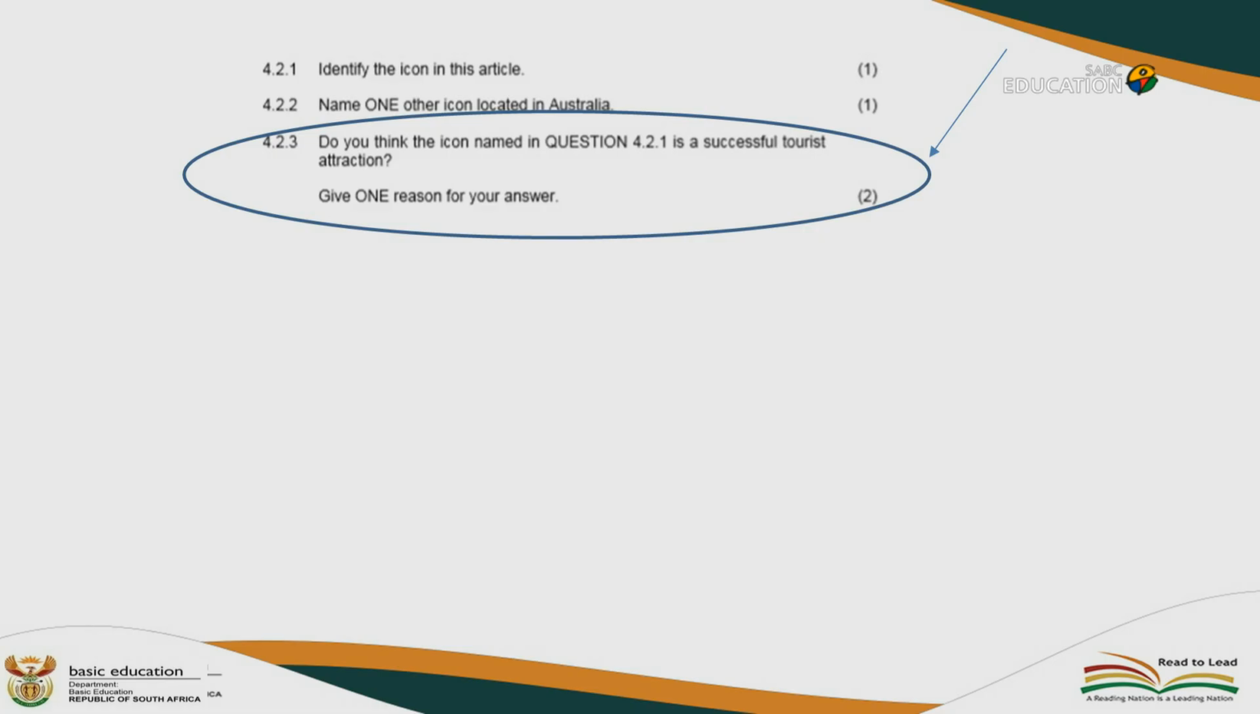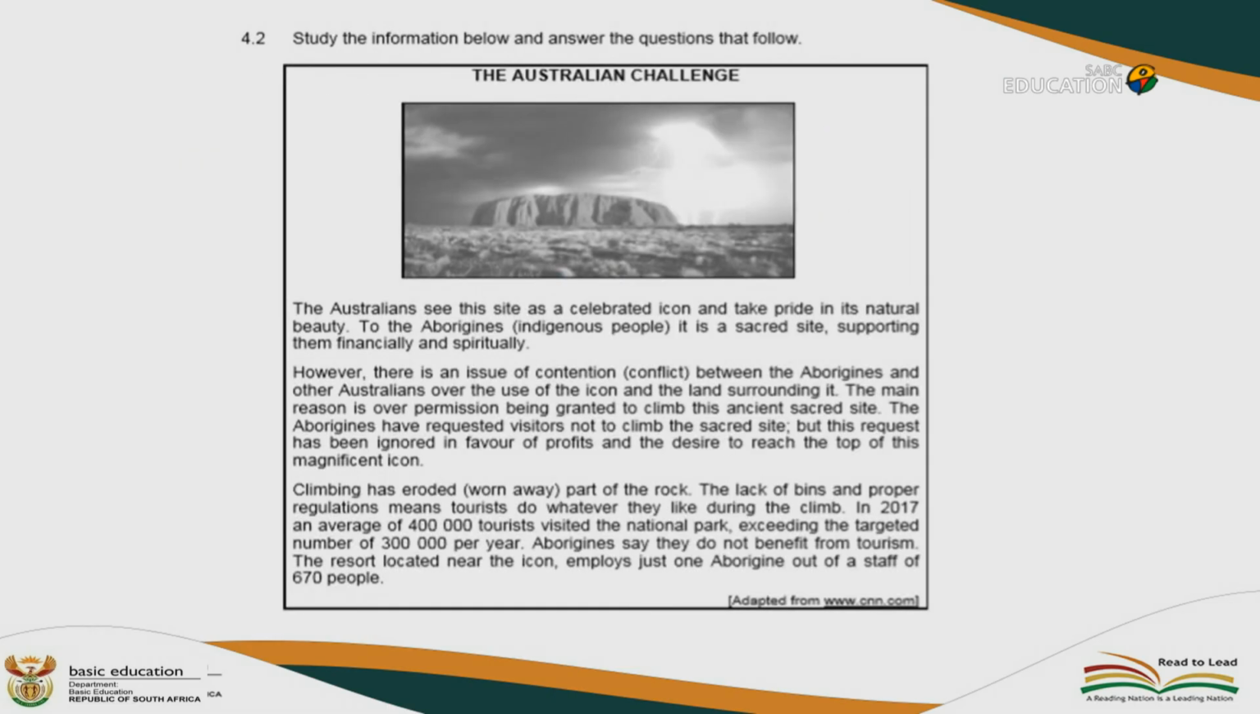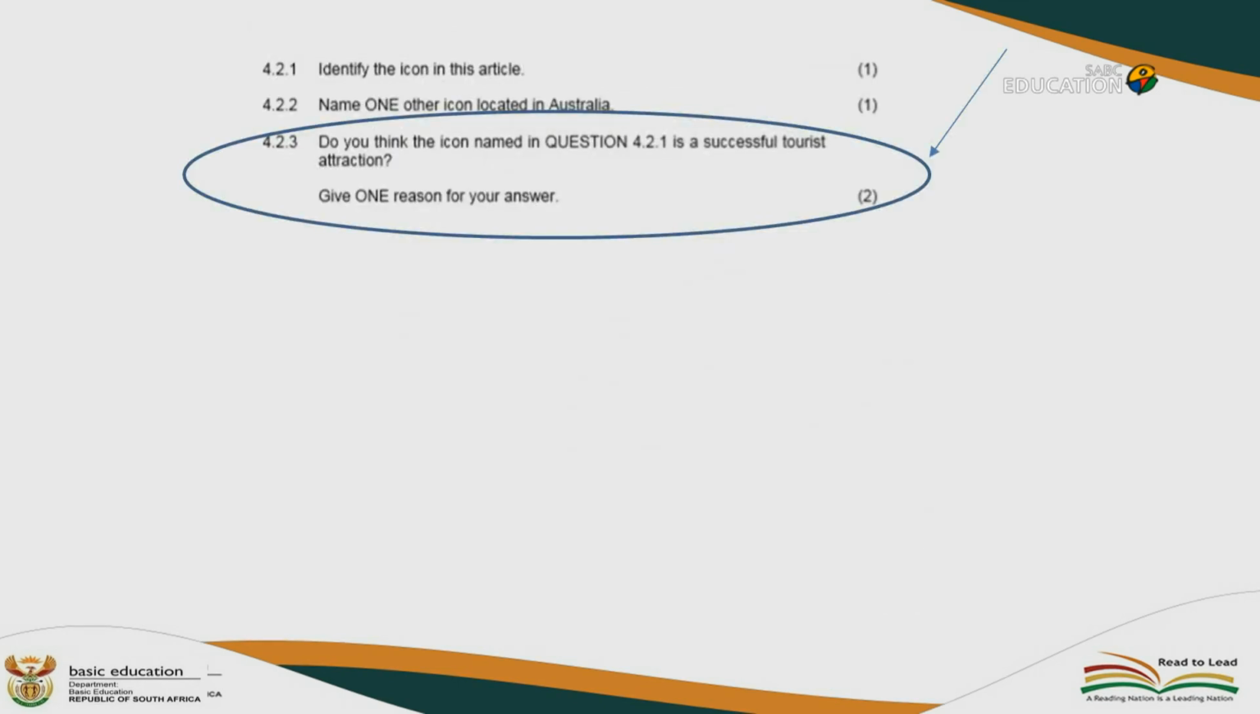Do you think the icon named in 4.2.1 is a successful tourist attraction? So when they say 4.2.1, you already know that you are referring to Ayers Rock or Uluru. Give one reason for your answer. So now you will go back. This is you in the exam. Now you're going back to check. So your answer can fall in yes or no, but you cannot just say yes or no. Do you understand that, guys? You can't just say yes or no. You need to provide a reason for your answer. Because the question says, do you think the icon named in question 4.2.1 is a successful tourist attraction? Give one reason for your answer.